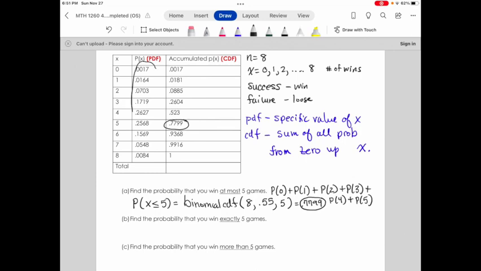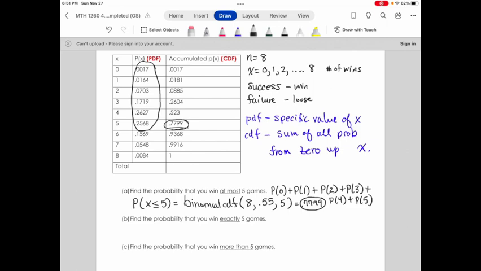So we could either add all of the individual values up, so we would find the PDF of each of those separately and add them up, or we could just do the CDF of 5, which would add all of them up to that point for me.